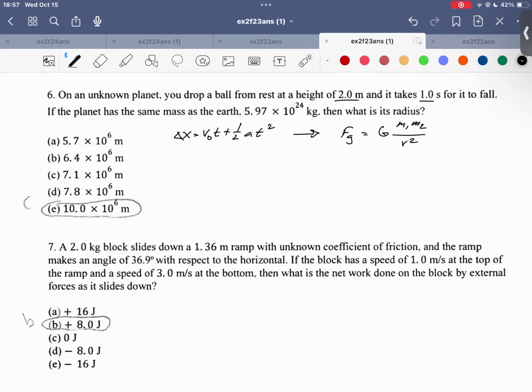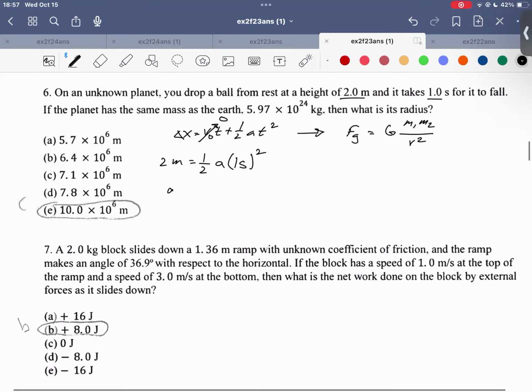So let's cancel this. Let's say 2 meters is equal to 1/2 a times 1 second quantity squared. So 2 times 2 gives us 4. So acceleration is equal to 4 meters per second squared. And this is our gravity.